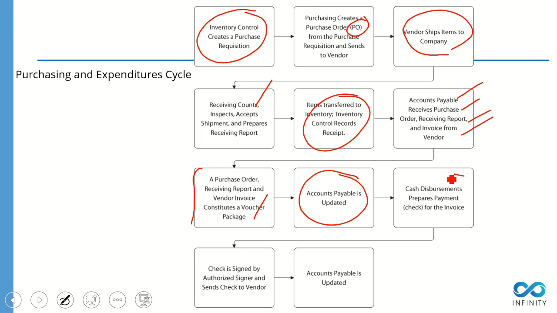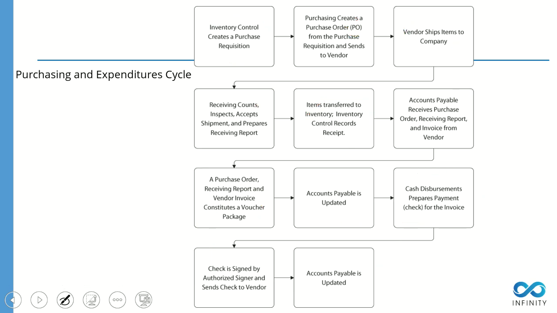And cash disbursements prepares the payment, the check for the invoice. Maybe this will be paid immediately or maybe based on the credit terms they have agreed upon. And finally the check is paid and accounts payable is updated. So all these things can be done through an AIS, Accounting Information System.